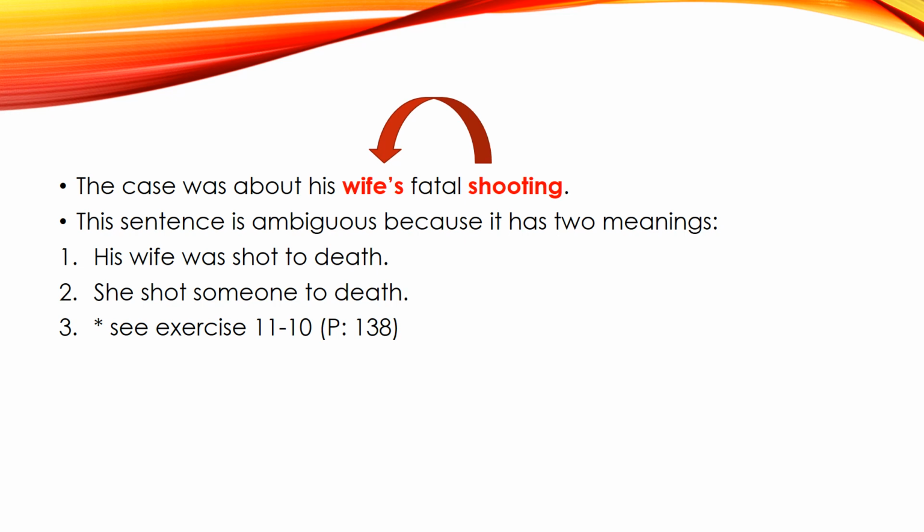Now this sentence is also ambiguous because it has two meanings. ممكن his wife shot someone وممكن she was shot by someone. يعني ممكن تكون subject of an act، ممكن تكون object of an act. Please see exercise 10 on page 138 to examine all the cases written in your books.